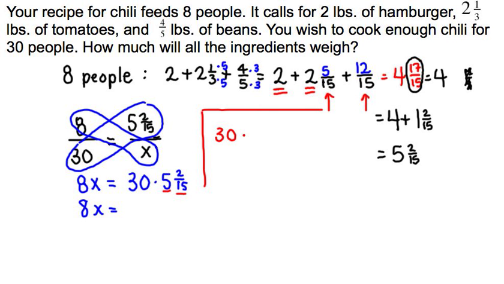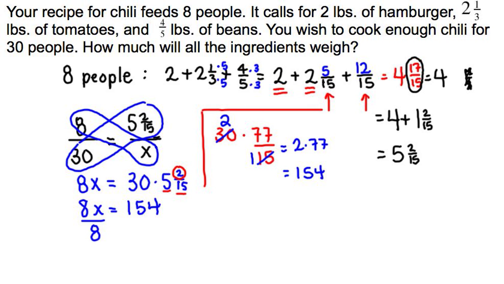15 times 5 is 75, plus the 2 gives me 77/15ths. When I multiply those fractions, I can cross cancel. 15 goes into 15 once, 15 goes into 30 twice, and so 30 times 77/15ths is really 2 times 77, which is going to be 154. 8x equals 154. Isolate the x by dividing both sides by 8.